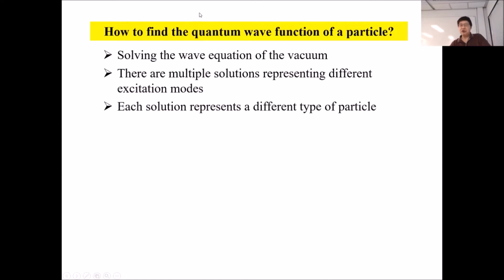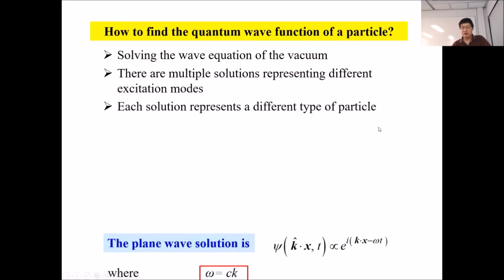First, we can solve the wave equation of the vacuum. And this wave equation, of course, is based on the known properties of the vacuum. This wave equation has multiple solutions, and they are supposed to represent different types of excitation modes. Now, according to our hypothesis, each solution represents a different type of particle. Now let's look at some examples.